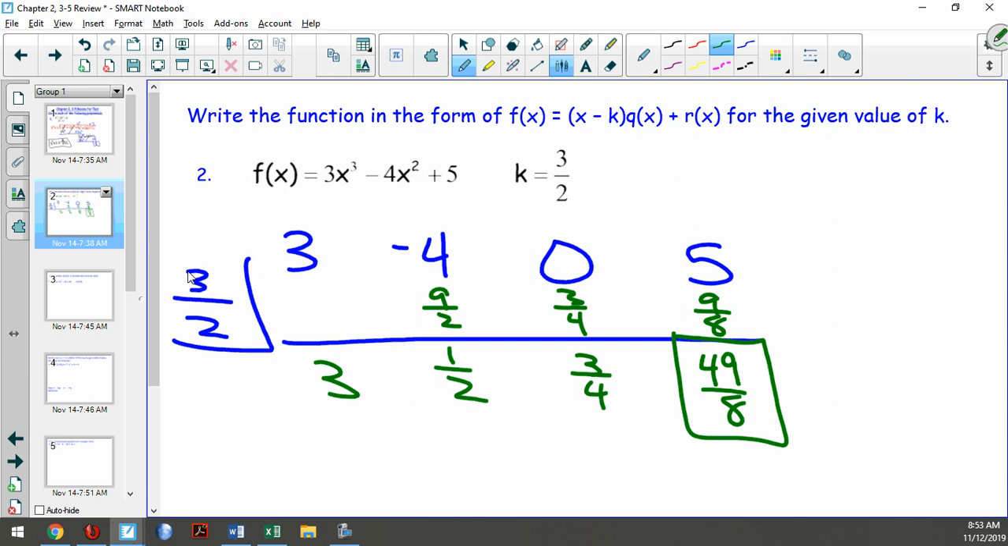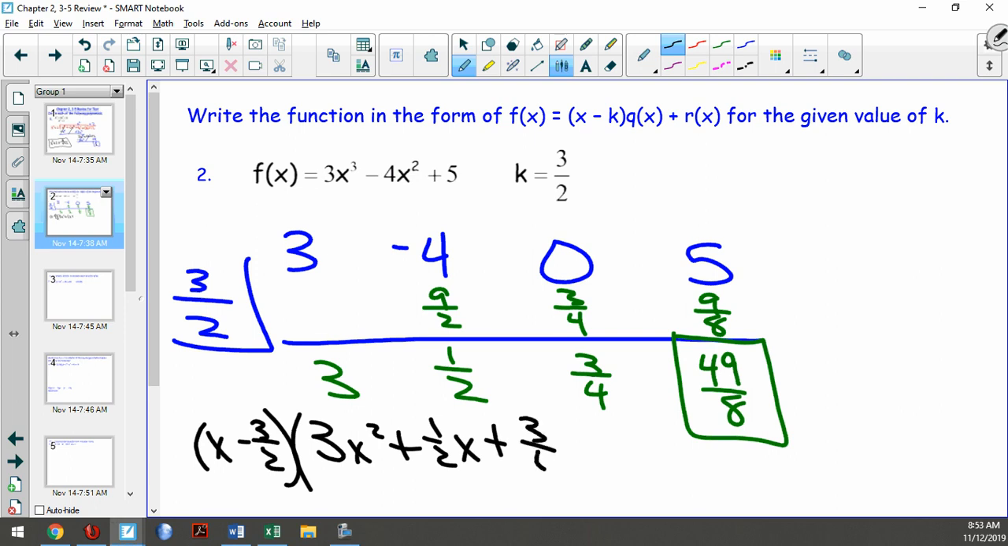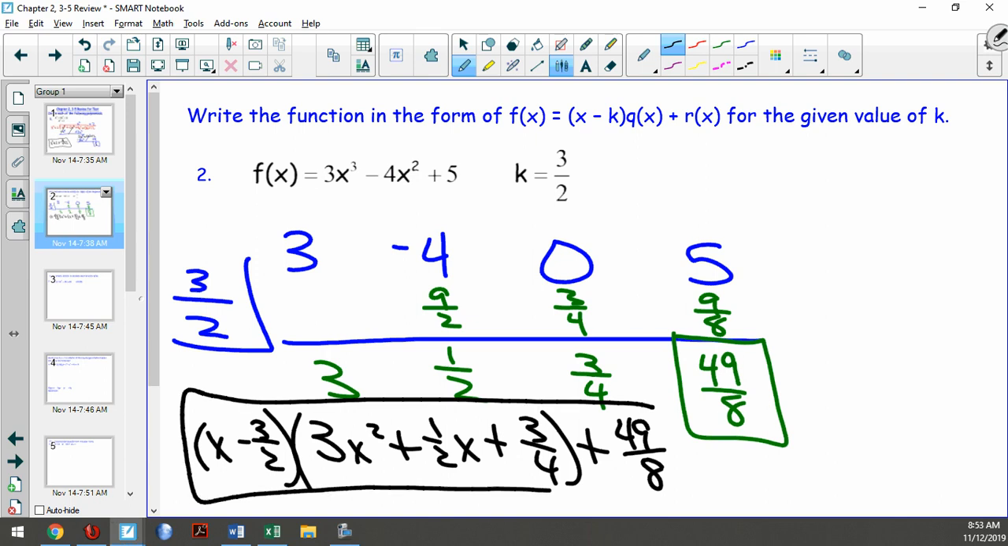What is 49 over 8 representing? The remainder. Now, this problem is all about writing it in the correct format. So I'm going to have an x minus 3 over 2. What degree does this turn into? What polynomial degree is that? Degree 2. So this is going to be 3x squared plus 1/2 x plus 3/4. And then you're going to simply tack on the remainder, which is 49 over 8. That is how the directions want you to write this polynomial. Do we all understand that, yes or no?